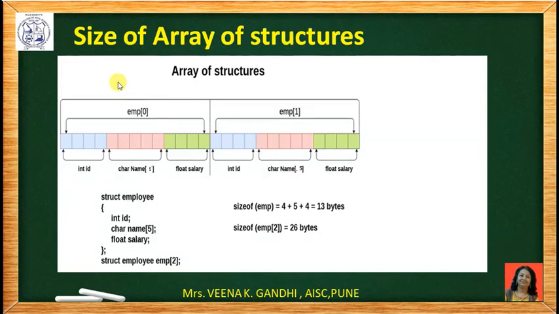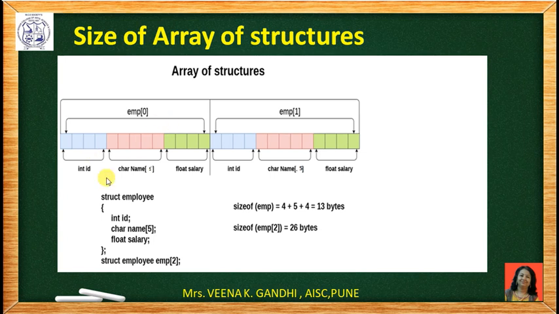Now how to find the size of an array of structures? In structures, we know that memory will be allocated for each and every member contiguously. So in an array of structures also, memory will be allocated for each element of the array, and each element of the array is of structure type. Now you can see in the figure, we declare a structure, struct employee having ID, name as a character array of 5 elements, salary as float, and then we define an array emp having 2 elements. So you can see in the figure employee 0 and employee 1.